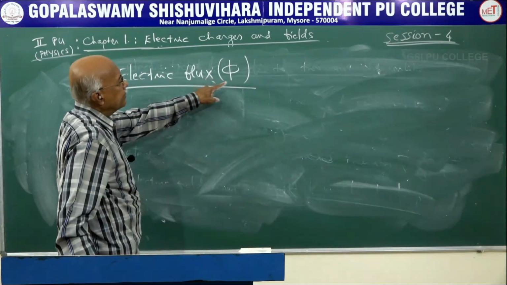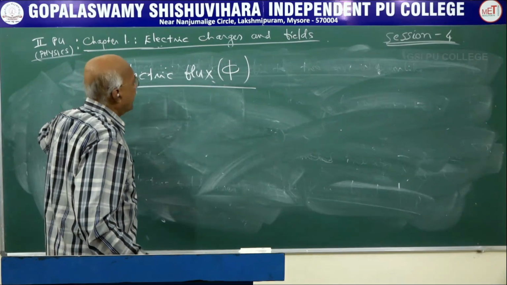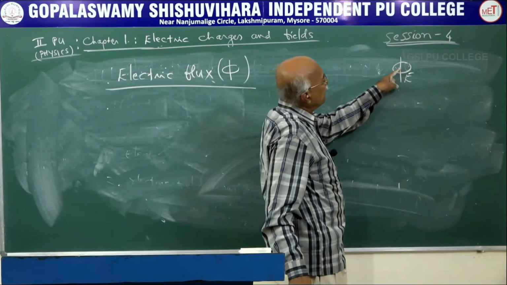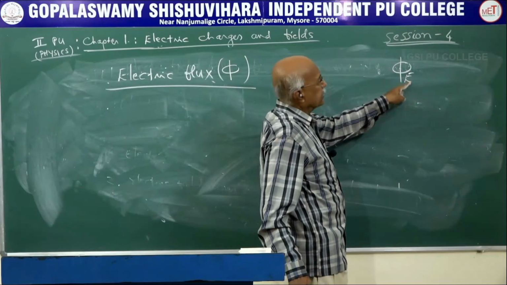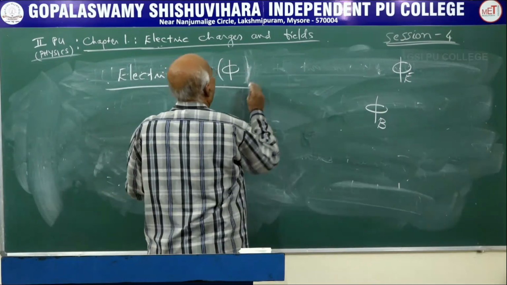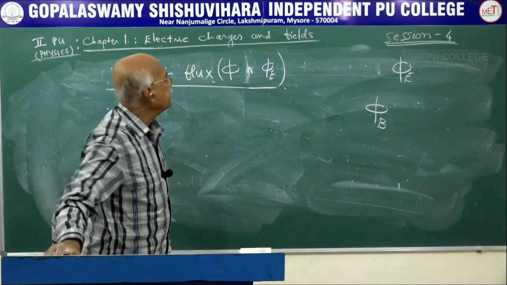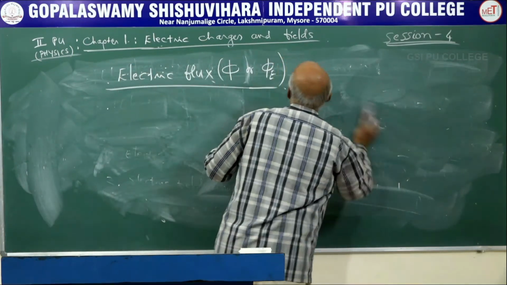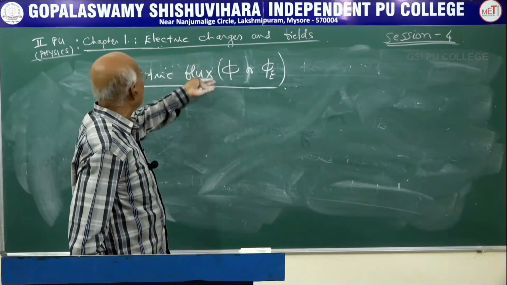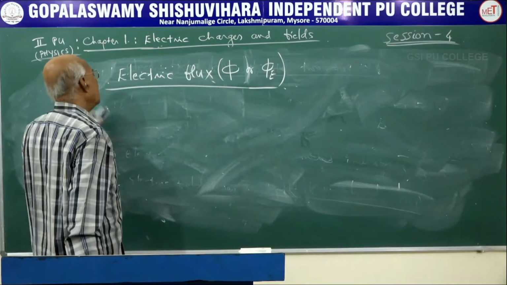When you write this as the symbol, instead of writing just phi, since it is electric flux, it can also be written as phi E, the flux due to the electrostatic field or electric field. Since the chapter is electrostatics, we are not writing the flux as just phi, because the flux is due to the electric field. Therefore electric flux is written as phi E.